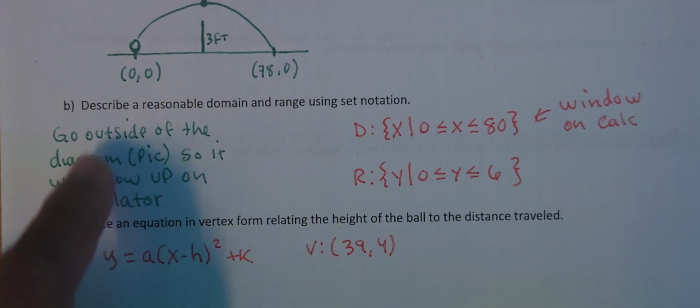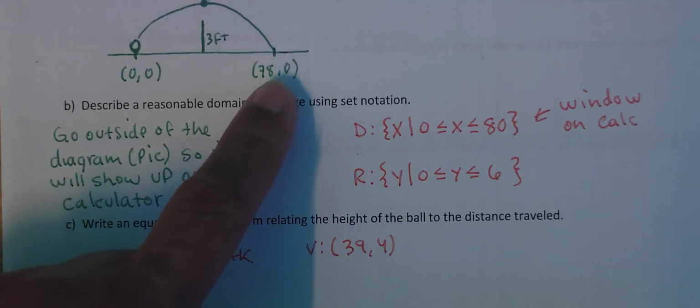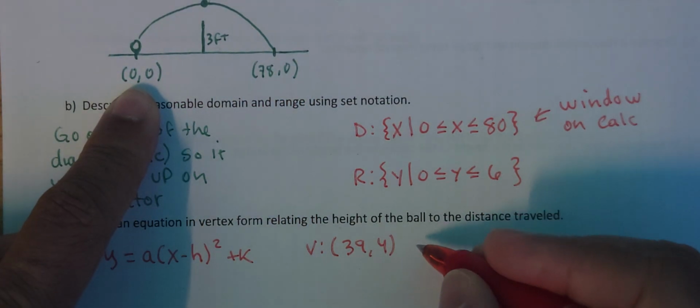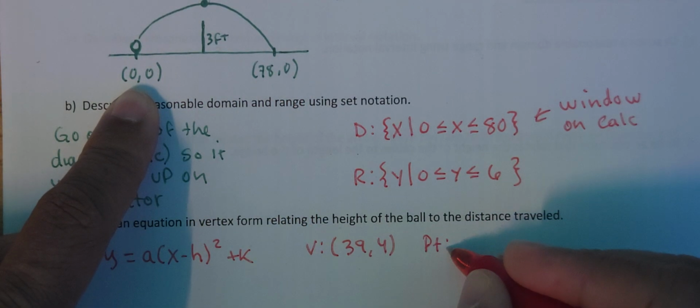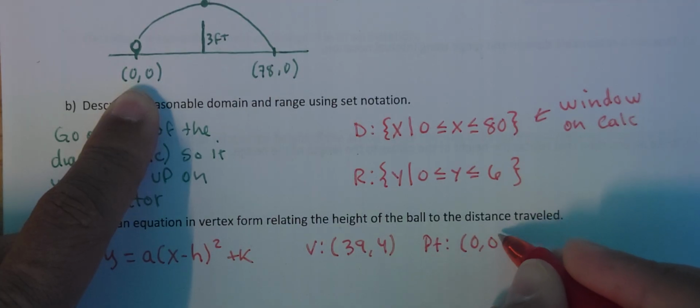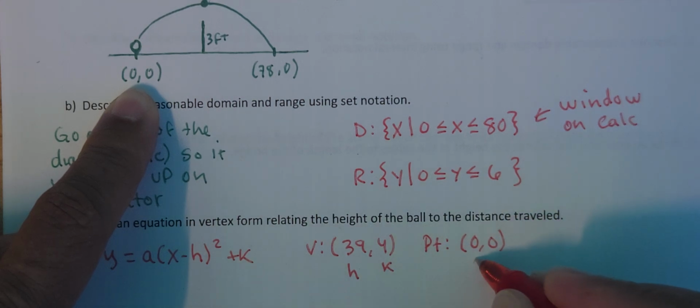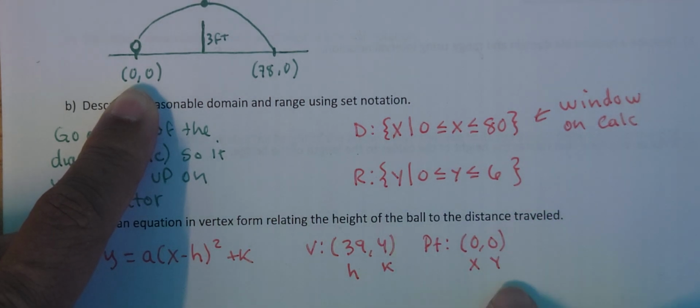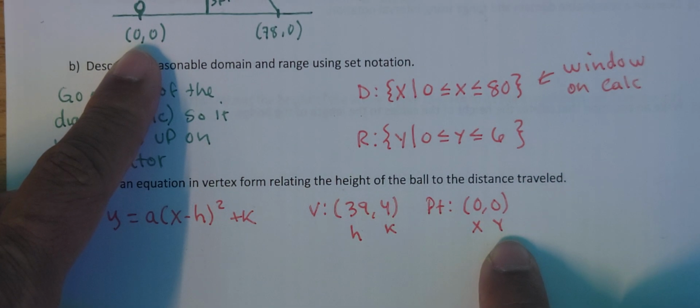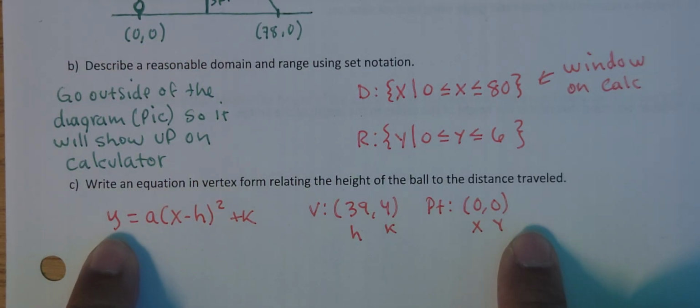Then I can choose one of the points. I can choose either this one or this one. So I'm going to choose the easiest one. So the point that we're going to use is 0, comma 0. Now don't forget, this is h, this is k, this is x, and this is y. Then I'm going to substitute for h, k, x, and y into this equation.